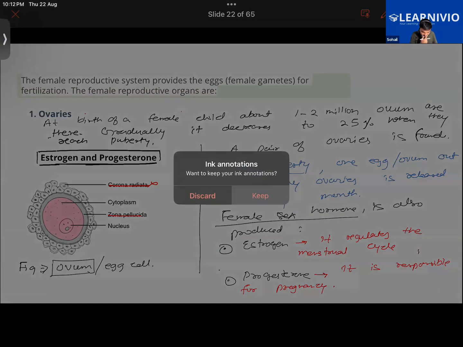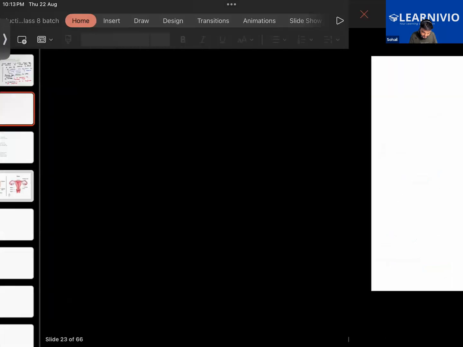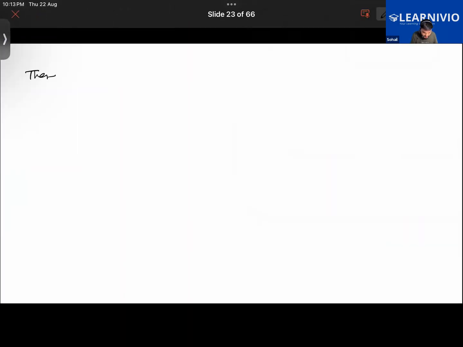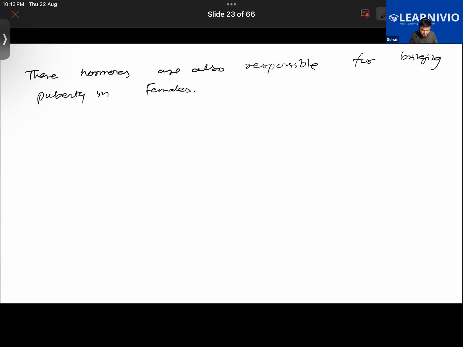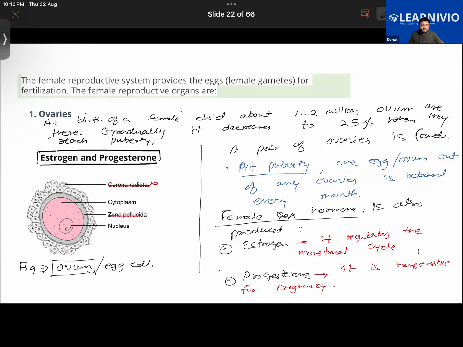So just let me take one more slide in order to complete this. So these hormones are also responsible for bringing puberty in females. Okay. Is that much clear to everyone? If anyone happens to have any question, please do let me know.